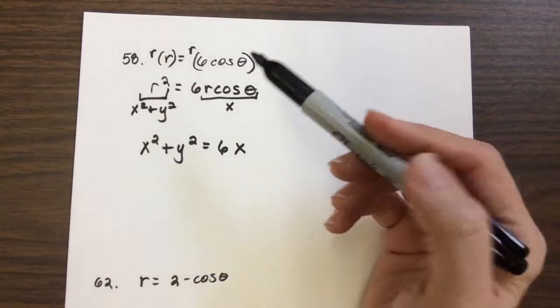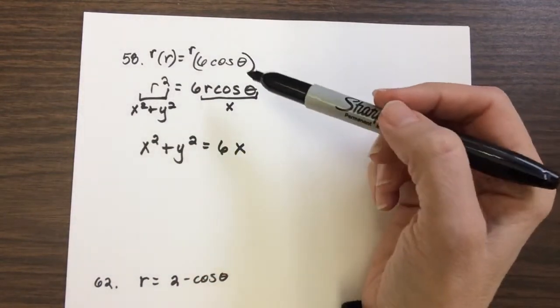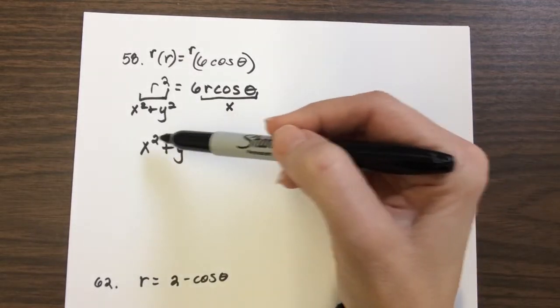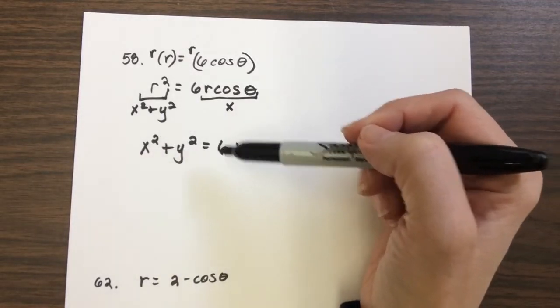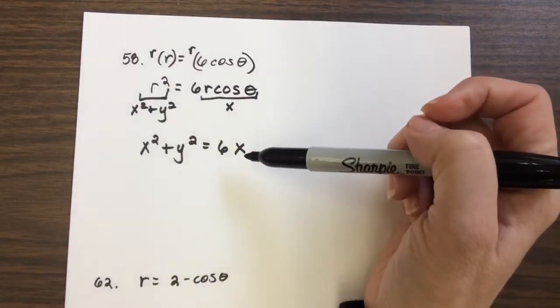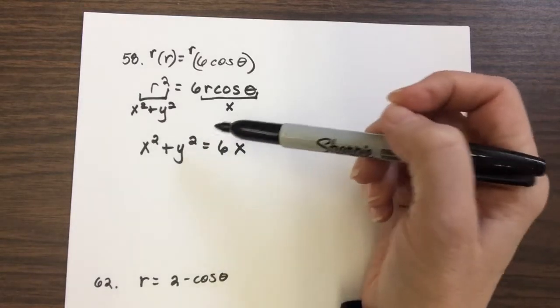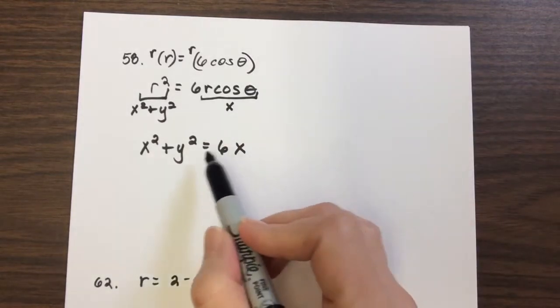Okay? Now, at this point, if I were looking for rectangular form, I would be done. I've got everything in terms of x and y. I don't have any r's. I don't have any thetas. If I want to take it to the next step, it would be writing it in standard form.